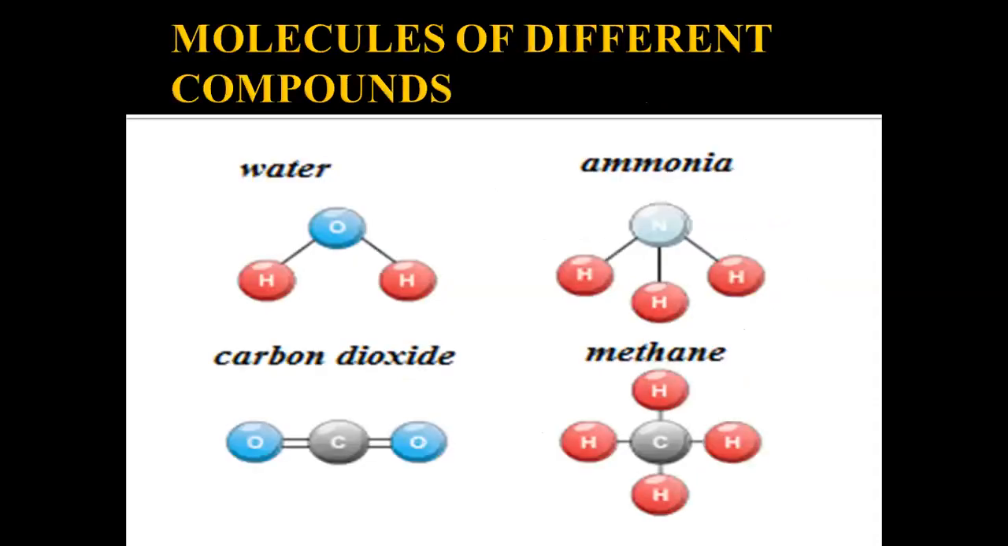Let's look at the examples for the molecules of different compounds. For instance, water. In water, one oxygen atom and two hydrogen atoms, they all have joined through chemical means. In case of ammonia, there is one nitrogen atom and three hydrogen atoms. In case of carbon dioxide, there are two oxygen atoms and one carbon atom. And in case of methane, there are four hydrogen atoms and one carbon atom. Remember, here we are having different elements, but they all are joining through chemical means.